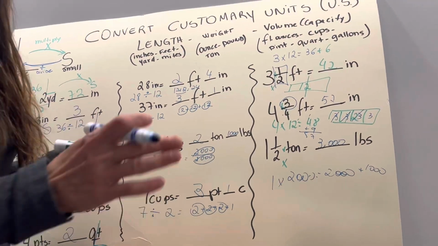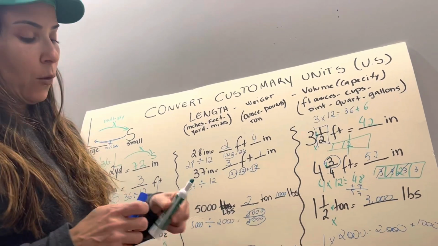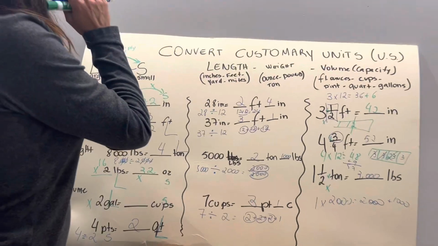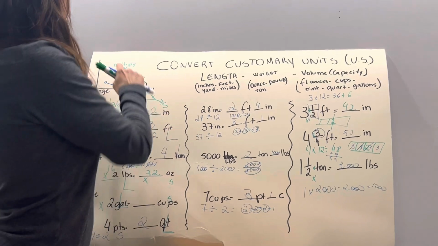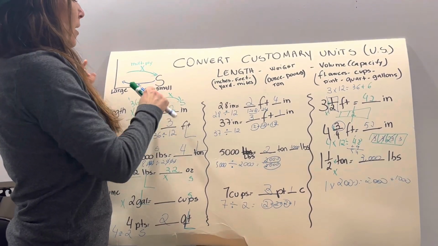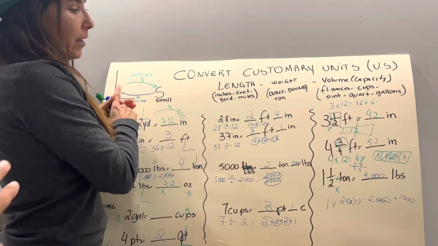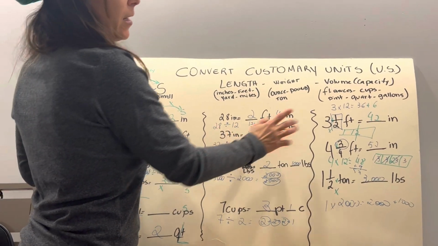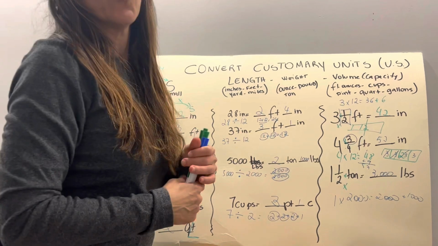I know it was a little fast, but it's okay. What I want you to remember is, how do you do this? Always figure out if it's large or small. If it's large going to small, you multiply. If it's small going to large, you divide. If you see 2 lines, that means you're going to divide. And if you see a fraction, you're going to multiply.